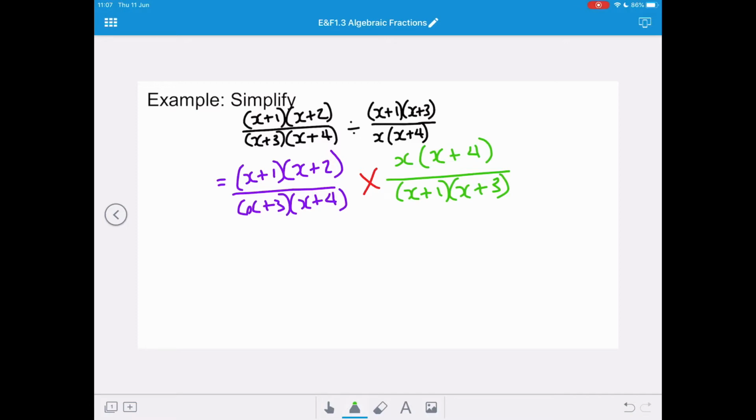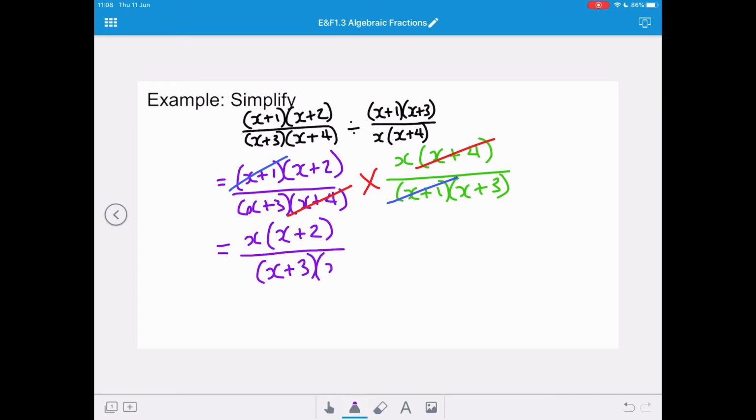We've got a common (x plus 1) bracket on our numerator and our denominator, so we can cancel them out. We've also got a common (x plus 4) bracket on our numerator and our denominator, so we can also cancel those out. So then we're going to check to see if there's anything else that we can cancel, and there isn't. So we're going to multiply our numerators together, and that's going to give us x upon (x plus 2), and that's going to be all over (x plus 3) upon (x plus 3).